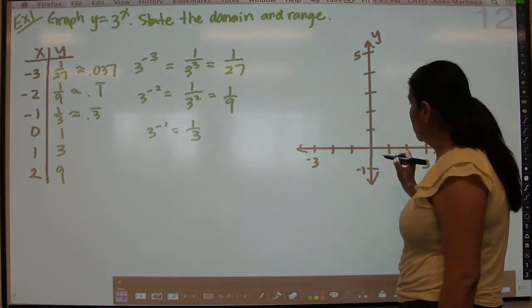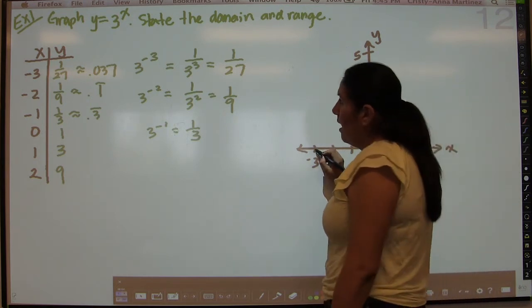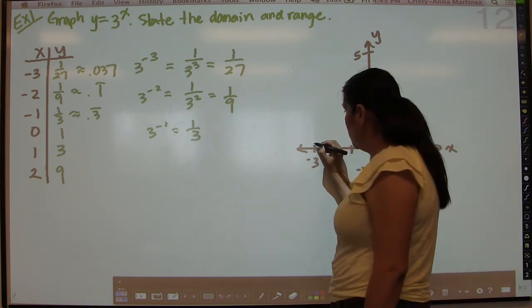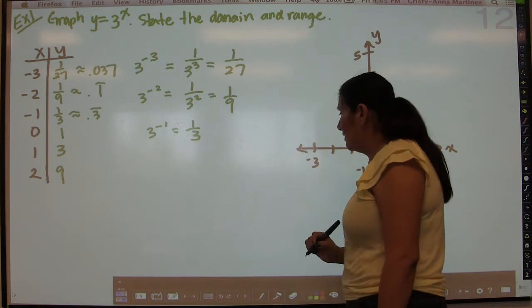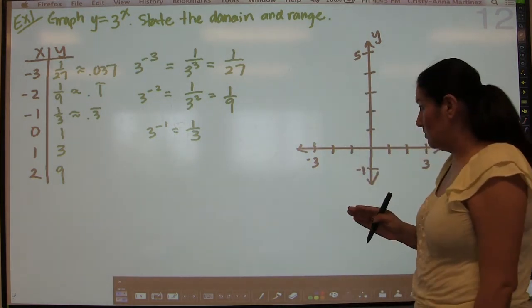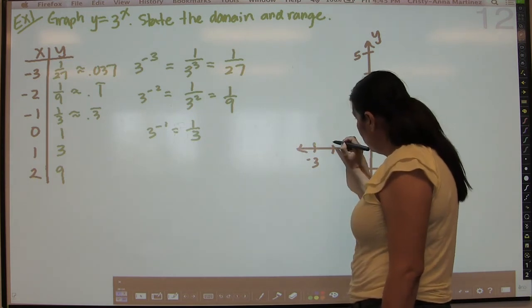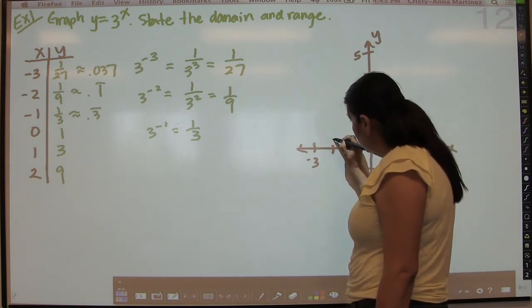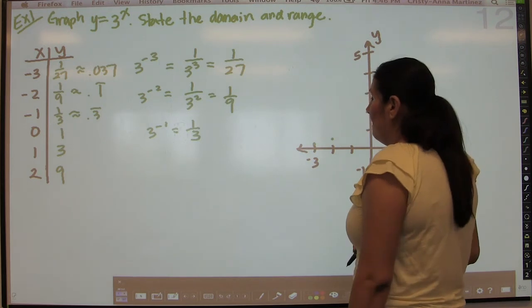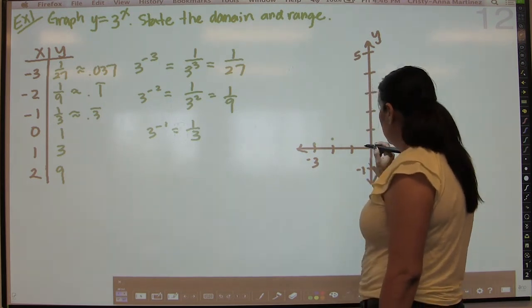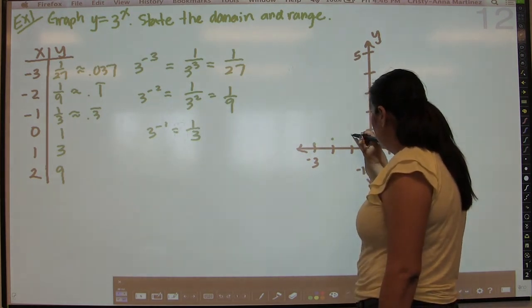values. So -3 is going to be over here, and 0.037 is really close to the x-axis. Remember, it's not going to touch the x-axis, but it's going to be very close to it. At -2, you're going to have 0.1. It's going to be a little bit higher than the 0.03. And then -1 is 0.33 repeating, so it's going to be a little higher than that.